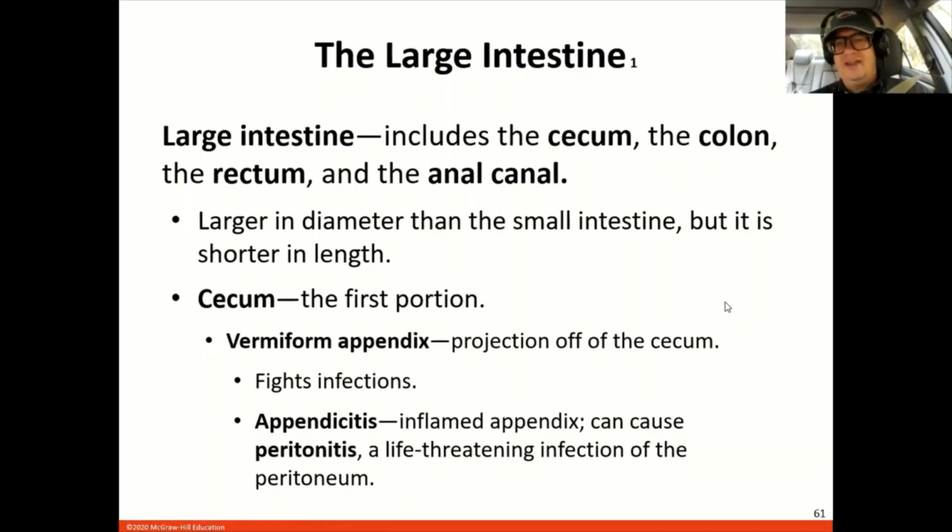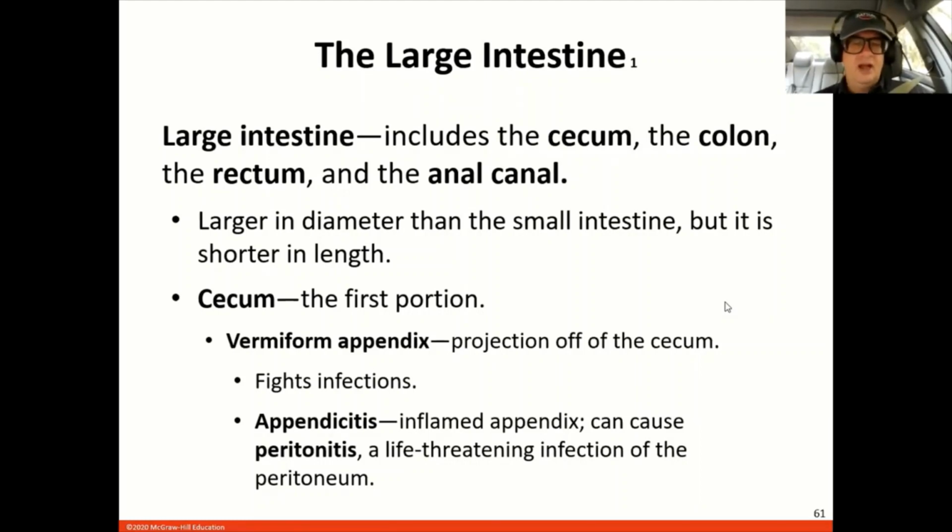You have the ascending colon that comes up the right side, the transverse colon that goes across the body from right to left, the descending colon, which goes down the left side, and then the sigmoid colon, which is kind of S-shaped and carries the colon back to the middle of the body. And then the rectum is that little straight piece that goes down to the anal canal.